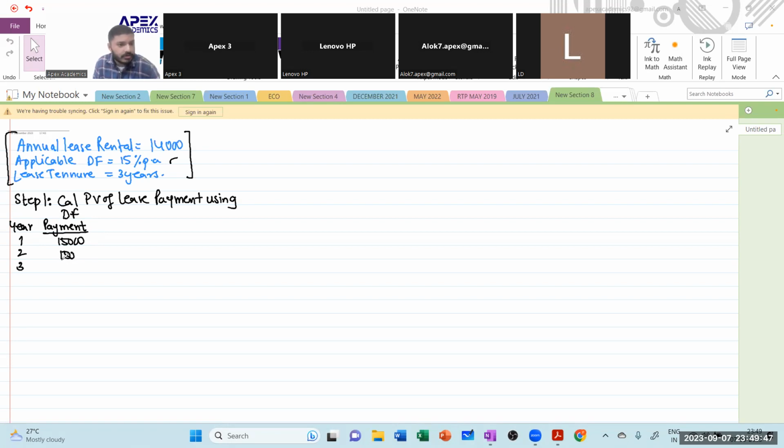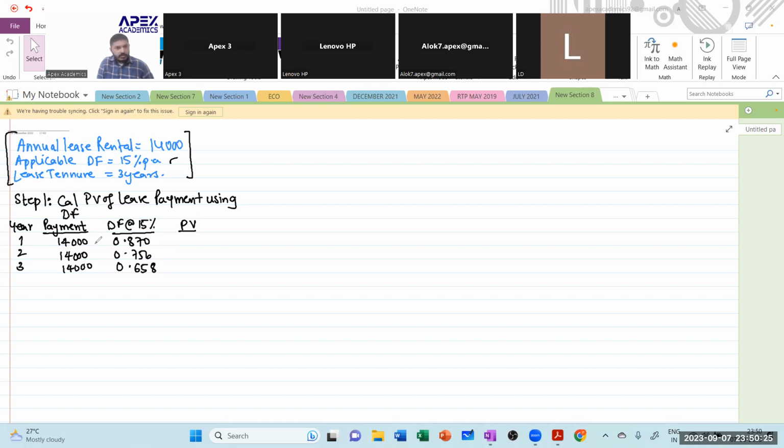The 14,000. Last question is fresh in my mind. So the discount factor at 15%: 1 divided by 1.15. How much? 0.870. 1 divided by 1.15, first equal to gives you 0.870. Press equal to again, it will give you 0.756. Press equal to again, it will give you 0.658.